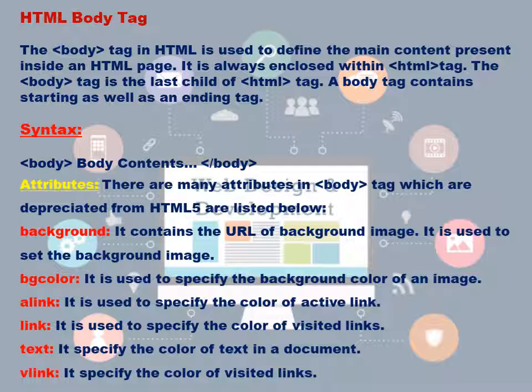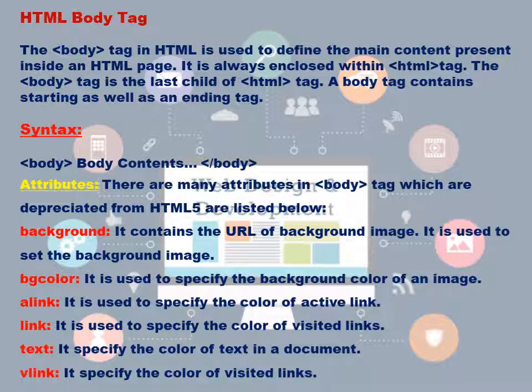Now attributes. What are attributes? We know that they are additional information about a particular tag, and these attributes we write in the starting tag. There are many attributes of the body tag which are differentiated from HTML5, listed below. First, background. It contains the URL of the background image. It is used to set the background image.